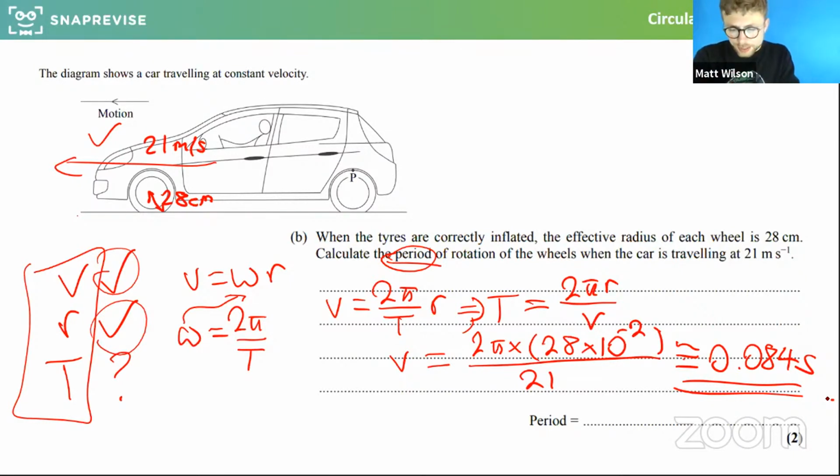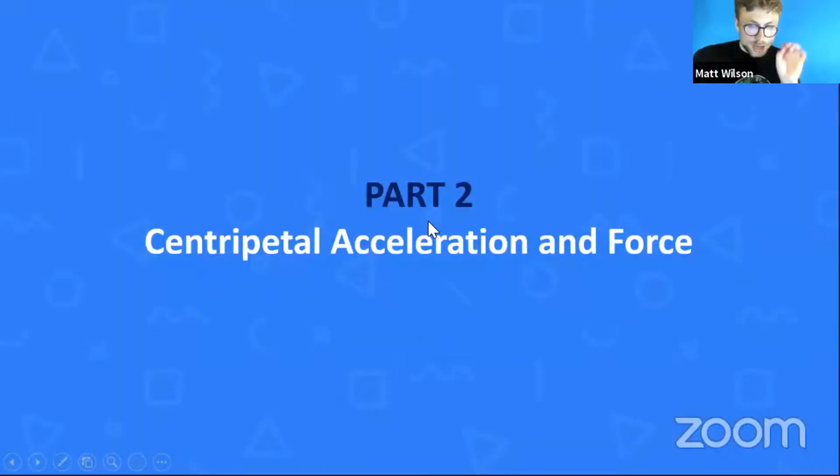Okay, so hopefully that makes sense. And that's quite a powerful question, that one. We're just told the speed of the car. We're just told the radius of the wheels, and we could already find out how many times the wheel goes round per second. Or how long it takes the wheel to go round, sorry.